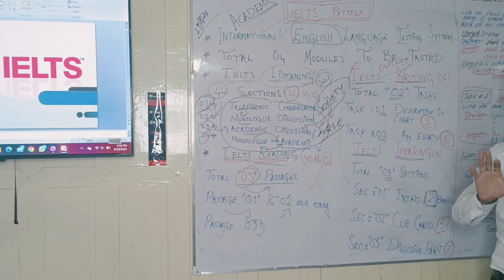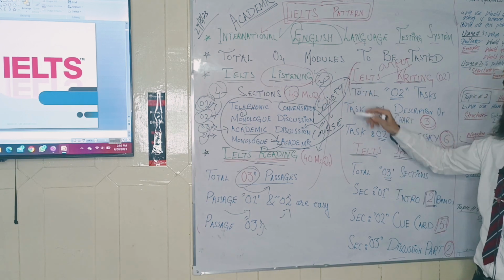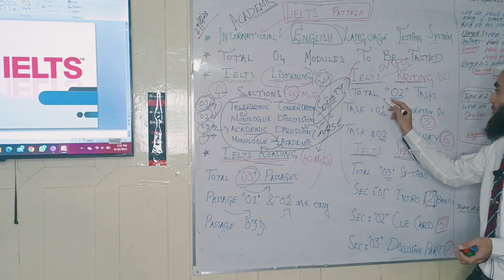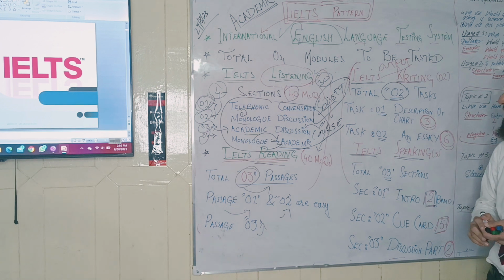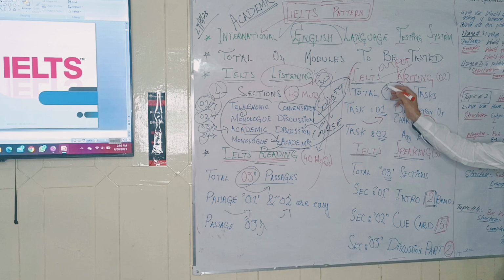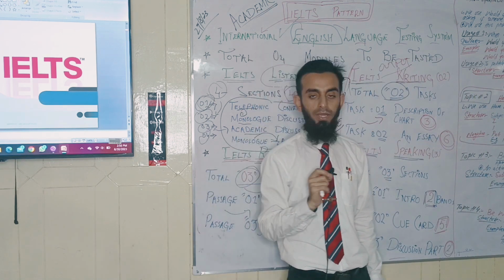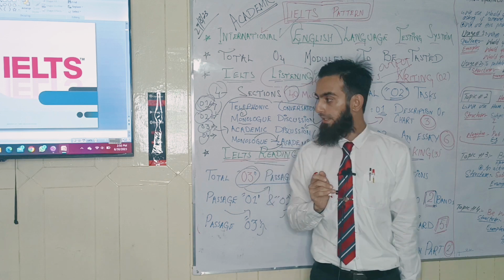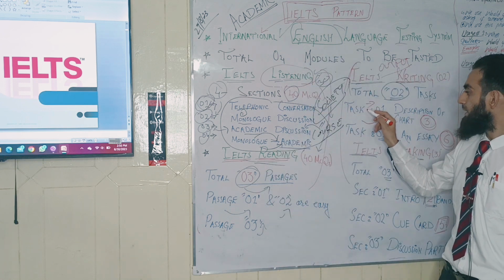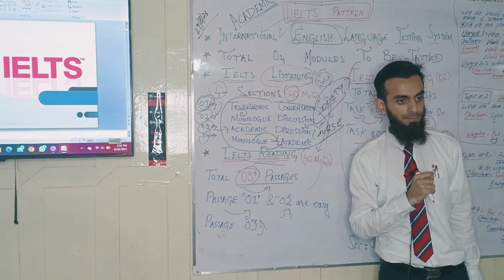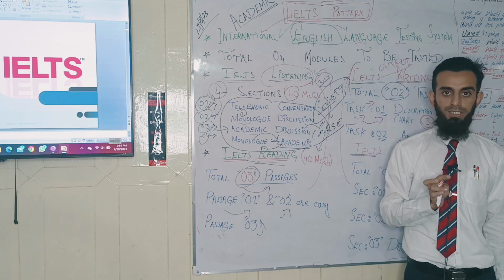Now coming to the IELTS writing section, there would be a total of 2 tasks assigned to you. In task 1, for academic students, you are supposed to describe a chart, right? Any graph or diagram could be given to you. They can pick any diagram, table, pie chart, or bar chart. We will discuss each one by one.